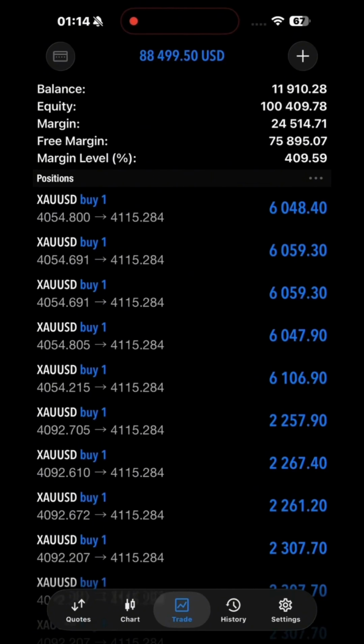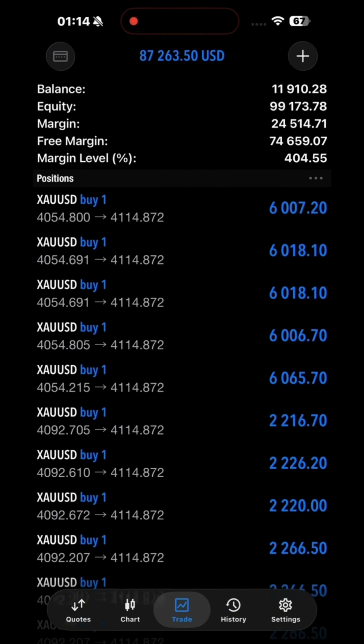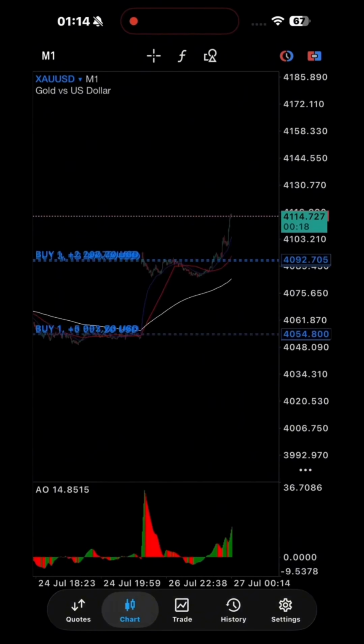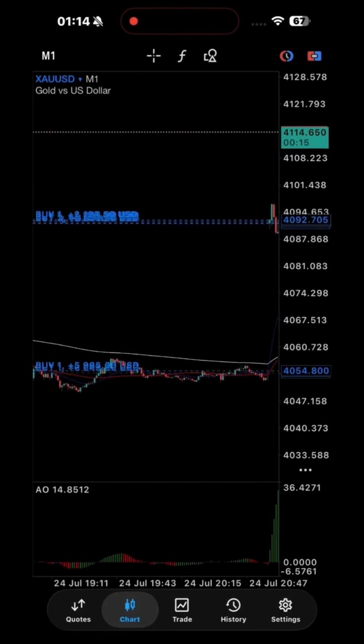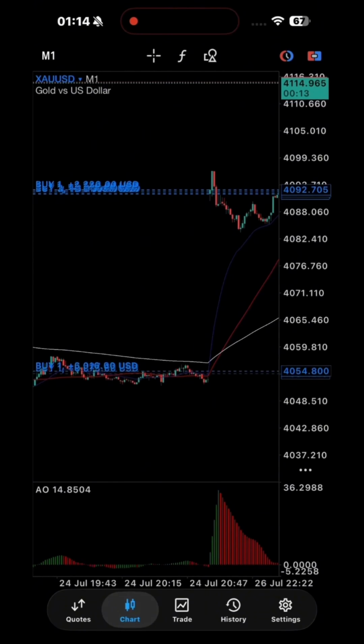Damn, this is crazy, guys. I'm up $100,000 in my equity now. I'm up $100,000. This is really, really crazy. So I told you guys, gold is going to fly. Really, gold is going to fly.